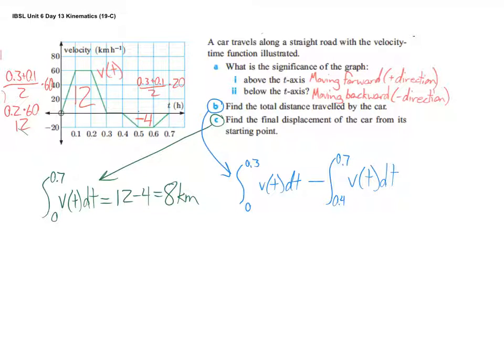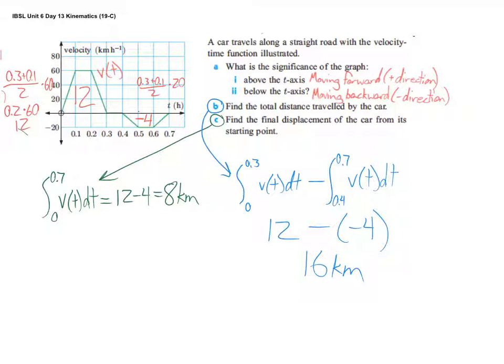Here, you have 12 minus a negative 4, which is 16 kilometers. We drove a total of 16 kilometers. We ended up 8 kilometers away from where we started. Okay? Alright, that makes sense so far?